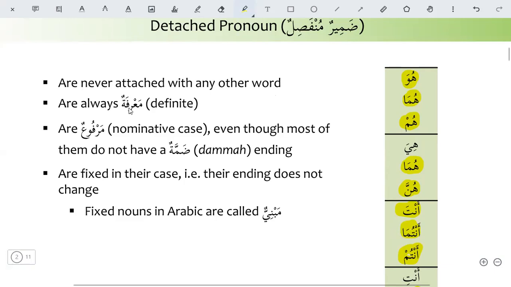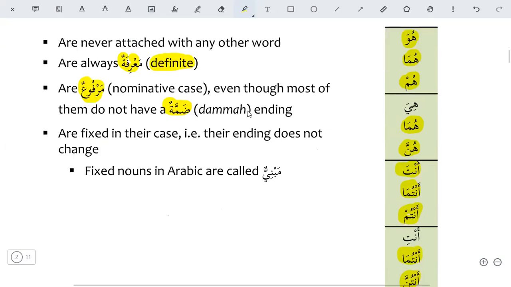And they are always marifa, definite. Then they are marfu, in the nominative case, even though most of them don't have a dhamma. In the morning lesson, we learned that the sign of the marfu is dhamma. But the detached pronouns, even though they don't have a dhamma at the ending, huma no dhamma, huwa no dhamma, they are marfu. They are in the nominative case. They are the subject.